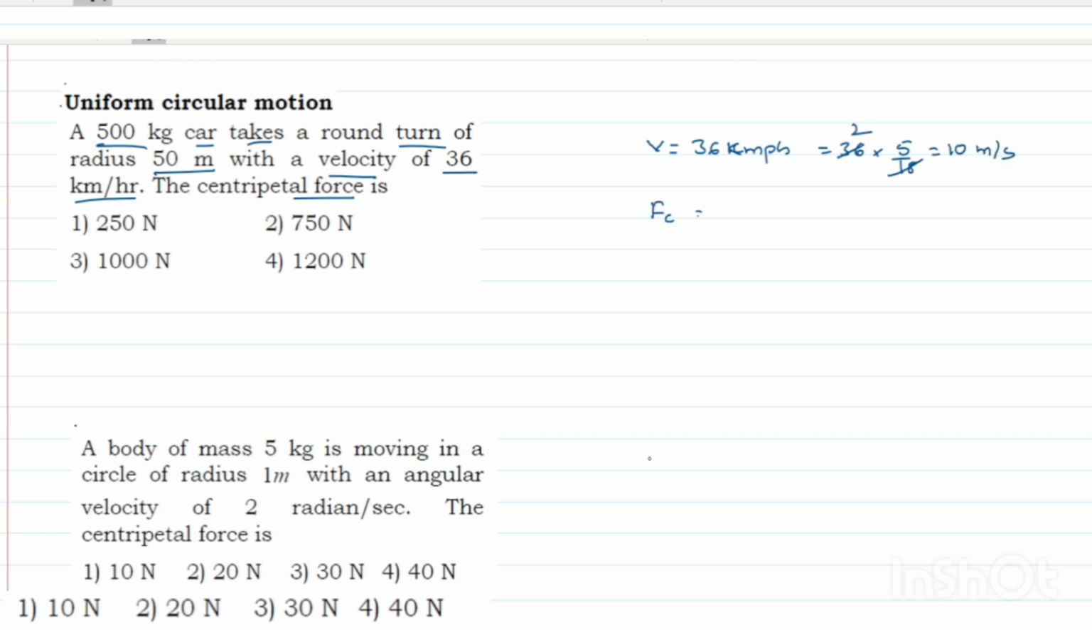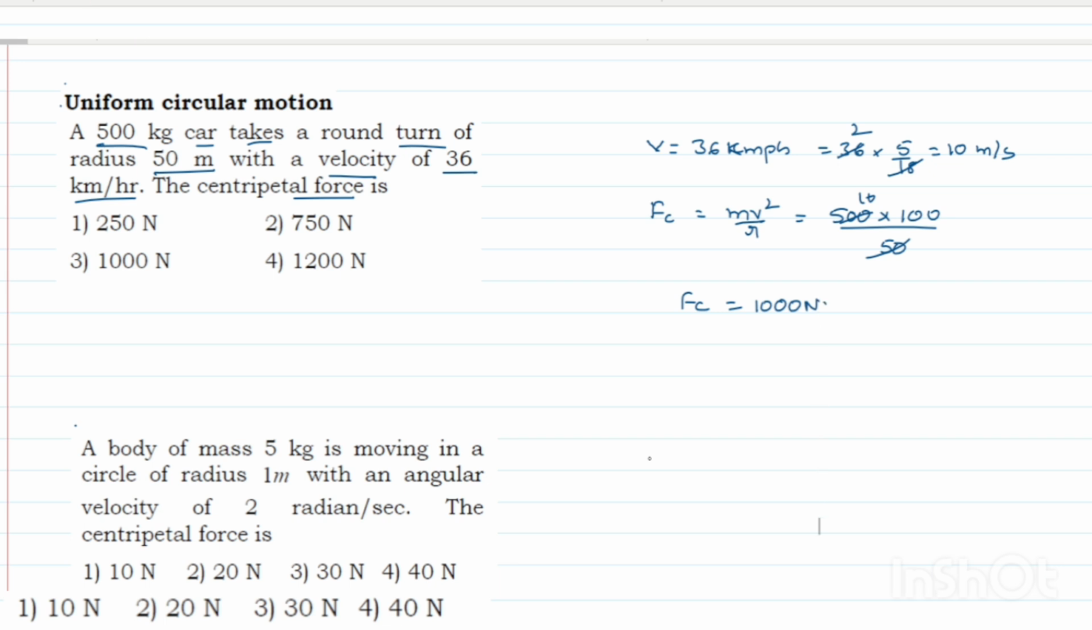Now you know the centripetal force formula is mv square by r. So here the mass of the car is given as 500 kg. Velocity we calculated as 10. So 500 times 100 divided by the radius, which is given as 50 meters. Here the centripetal force value will be 1000 newtons. Let us see the next question.